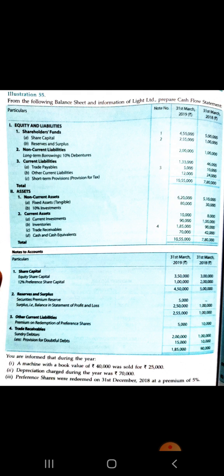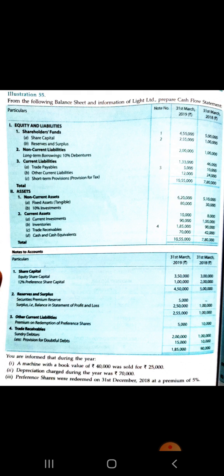Amount of preference shares redeemed during the year is rupees 1 lakh. Previous year's amount 2 lakh, current year's amount 1 lakh. These shares were redeemed at a premium of 5%. So the premium payable or paid during the year is 1 lakh into 5 by 100. 1 lakh is the amount of shares redeemed during the year and 5% is the premium on redemption.